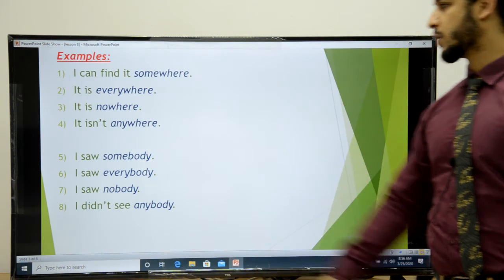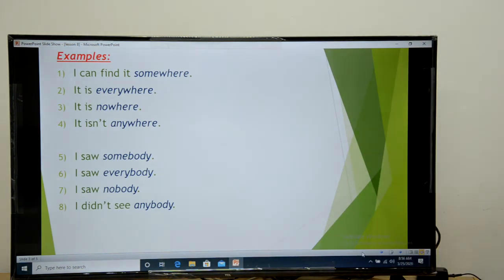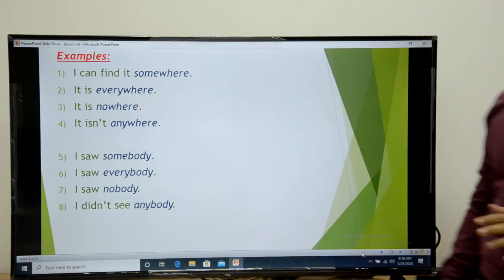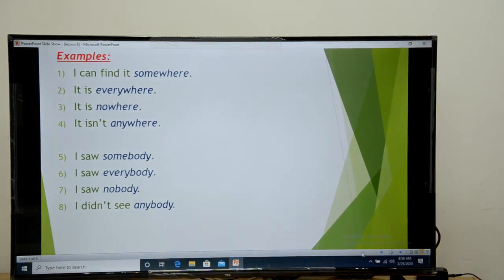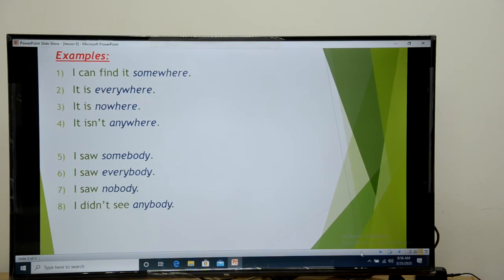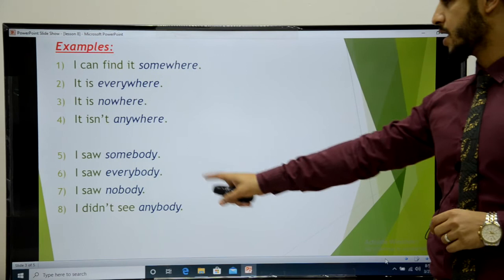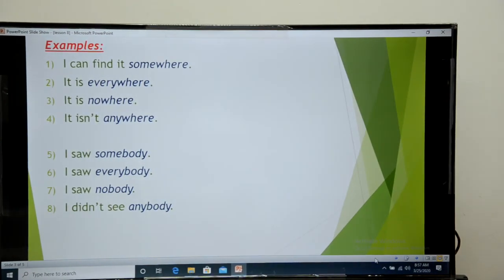Let's see these 4 examples for the quantitative pronouns of people, okay? I saw somebody, it's affirmative. I saw everybody, affirmative too. I saw nobody, this is negative. Teacher, how negative? We said that nobody or nowhere or nothing are negative without saying not. Number 8, I didn't see anybody. As you see here, any and not refer to the negative meaning.